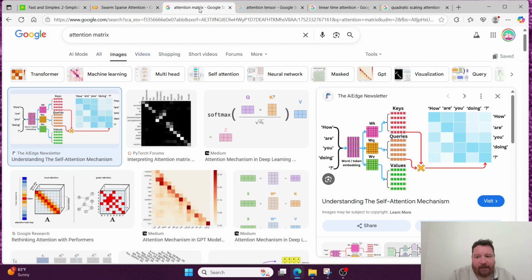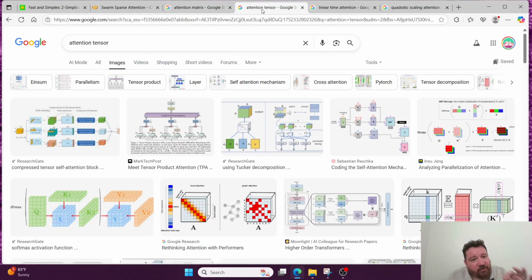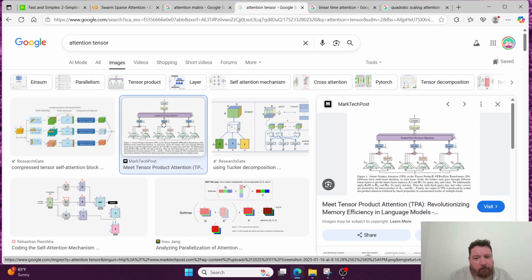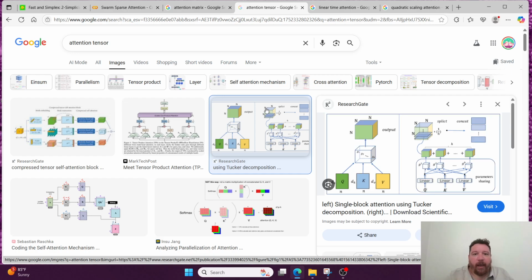Going back to your typical attention matrix, a matrix is like this, a two-dimensional matrix. We can see here we have words: "The agreement on the European Economic Area was signed in August 1992." And this is what the attention matrix looks like for that particular sentence. It's a two-dimensional representation. With attention tensors, it looks something more like this, or like this, or like this.